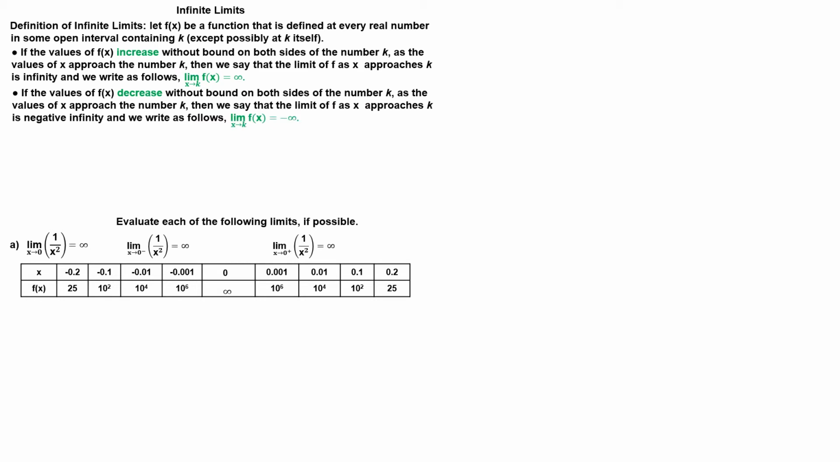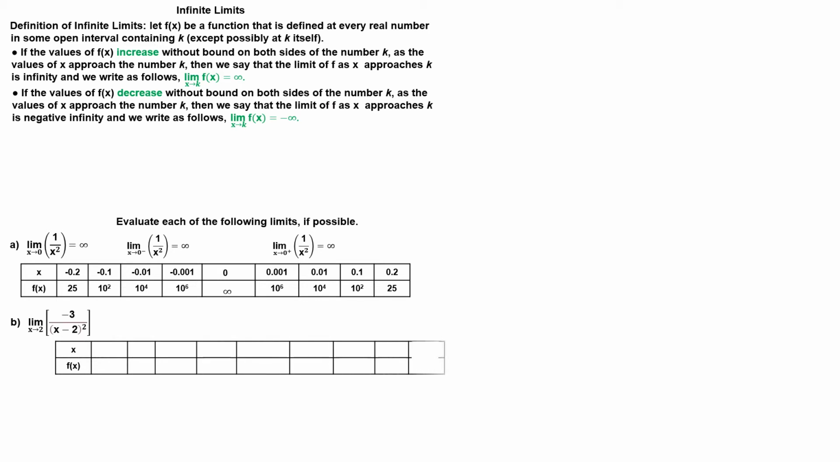Let's evaluate the following limit. In the same way as we did in the previous example, we begin by using a table of values to estimate the value of the limit. We can see that the values of the function decrease without bound as the values of x approach the number 2 from the left. Symbolically, we write the limit of f as x approaches 2 from the left is negative infinity.